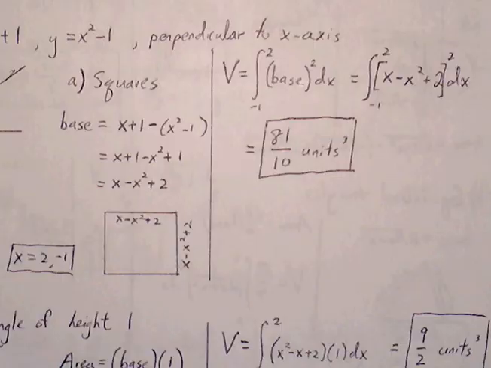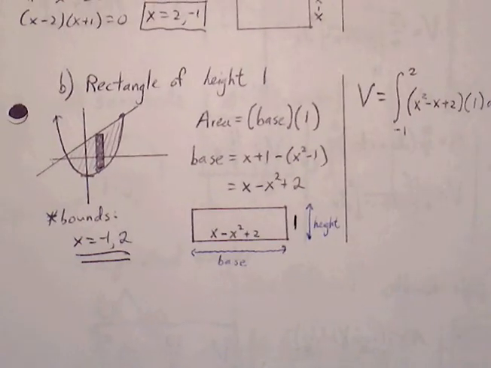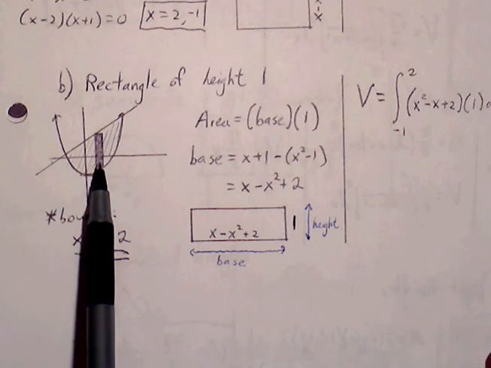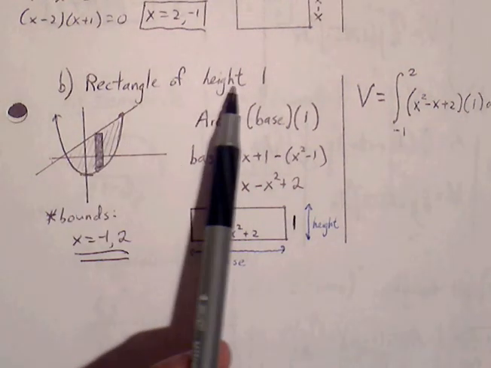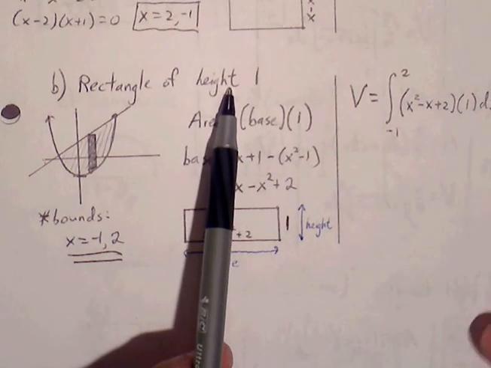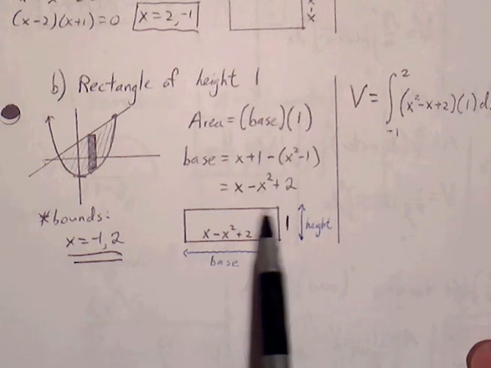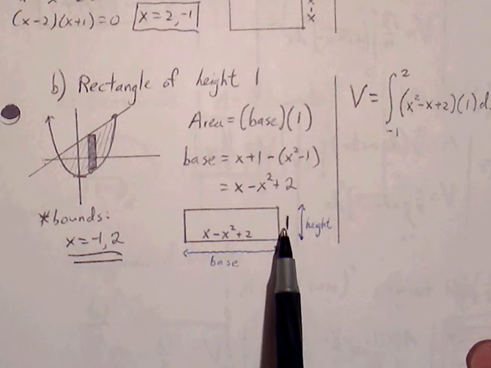Okay, part B. We have the same shaded region, but now this base is going to represent the base of a rectangle. Okay, so we're trying to find the volume of a rectangle of height 1. So we can draw a rectangle here, the base being x minus x squared plus 2, the height being 1.